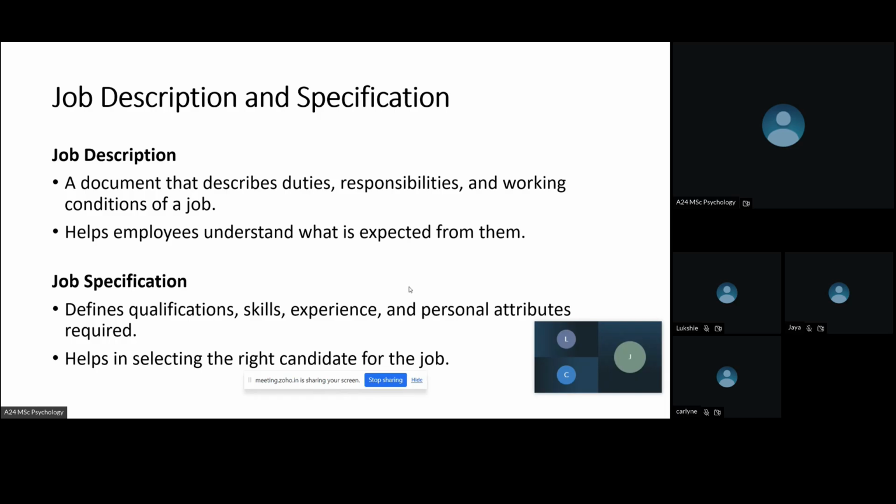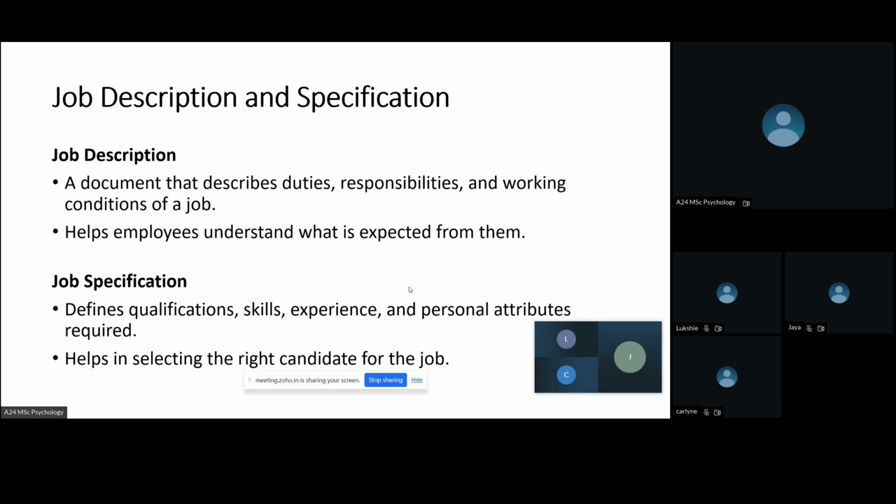So the job description needs to be very descriptive, as stated by the name. It needs to be descriptive of all the responsibilities and all the working conditions of a job, so that there are no complaints from the person who is joining the company later in the day. And it also helps the employees who are applying for the job to understand what is expected from them. The communication can be clearer during the interviews if we give the information beforehand through the job description.